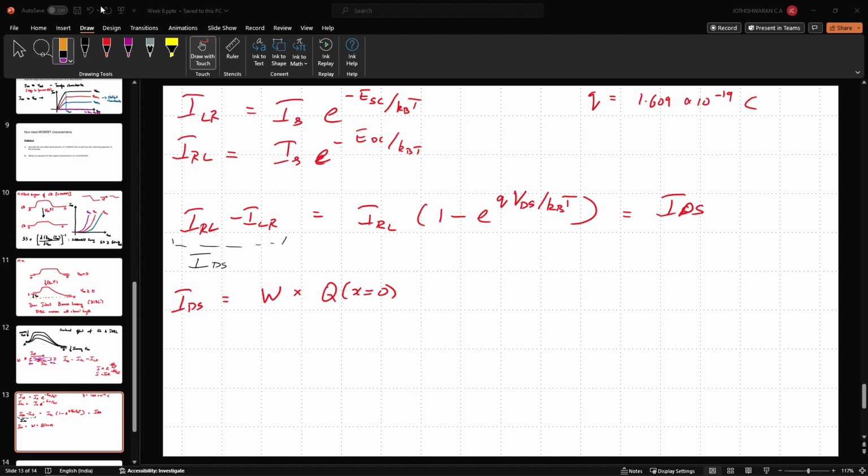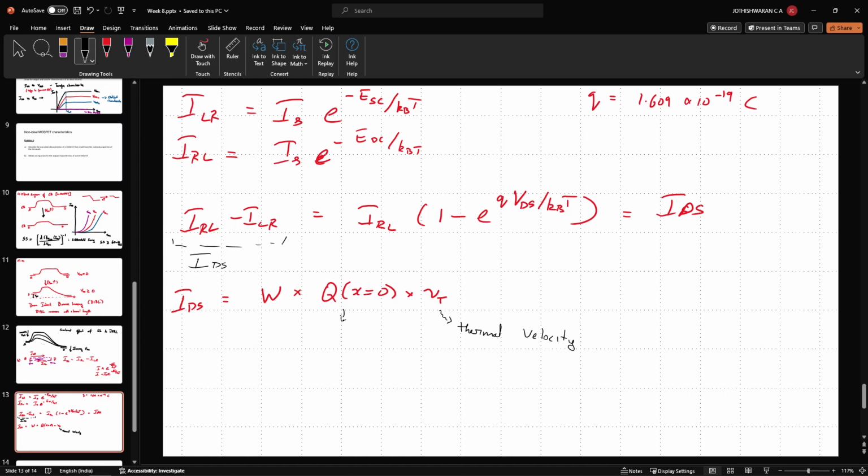So Q at x equal to 0, which is essentially the charge in the channel, multiplied by Vt. This quantity is the thermal velocity of the electrons. So at a given temperature, what velocity the electrons are traveling with. Okay, so this is the thermal velocity. We shall pretty soon start looking at each of these quantities, and how they can be represented.